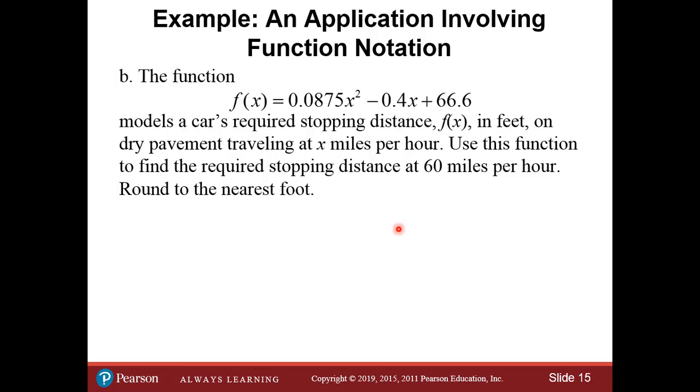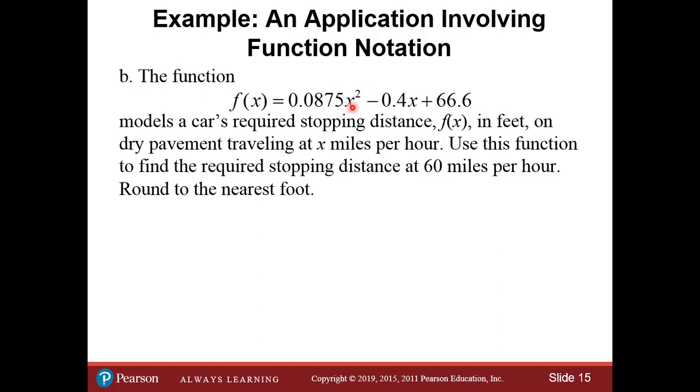Okay. Now, part B says we're going to use this function f of x that models the required stopping distance, f of x in feet, on dry pavement, traveling x miles per hour. We're going to use this function to estimate the stopping distance needed when you're going 60 miles per hour, to the nearest foot. So now we're going to round to the nearest foot.